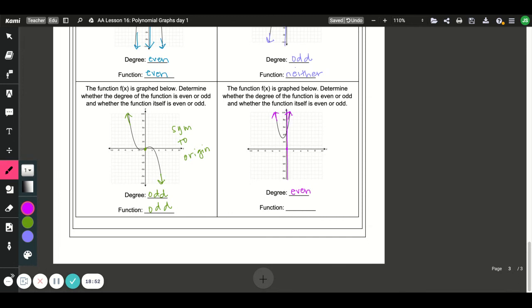If I fold my piece of paper in half along the y-axis, does it match exactly on both sides? Nope. Doesn't match. Not symmetric to the y-axis, so it's not even. So it is neither.